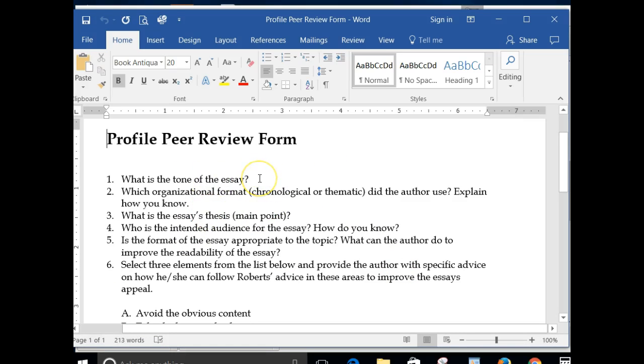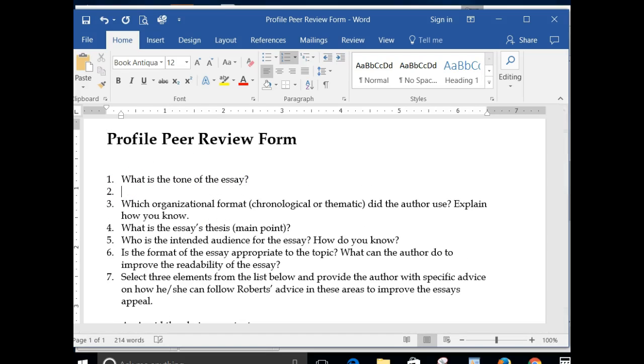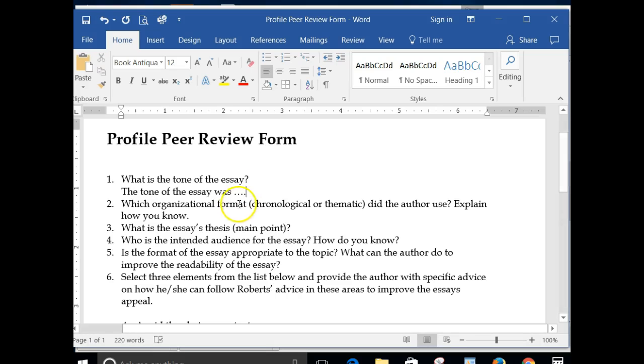This is what you're going to answer, okay? So you're going to describe the tone of the essay. So you'll go in there and you will describe the tone of the essay. The tone of the essay was, and then describe it. And when you're answering these questions, whenever possible, use direct quotes. So for the tone of the essay was light, let's not use lighthearted, let's use somber.